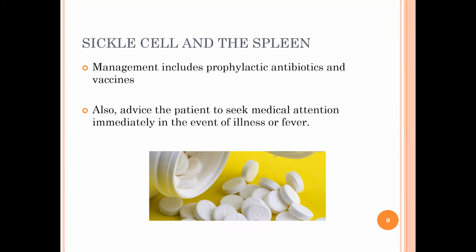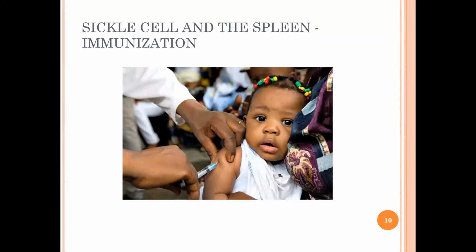And it is also very important that immediately the person who has sickle cell disease gets a fever or is ill, they seek medical attention. So this is a picture of a child who is happily getting her shots.